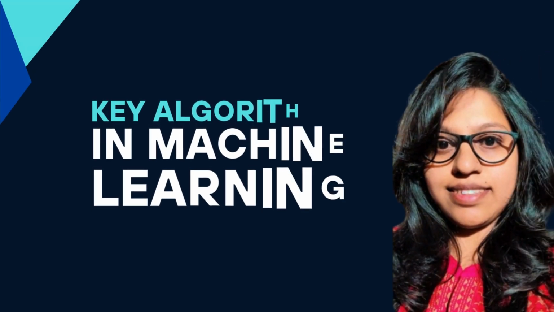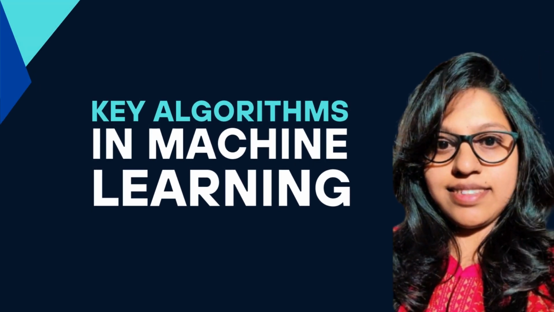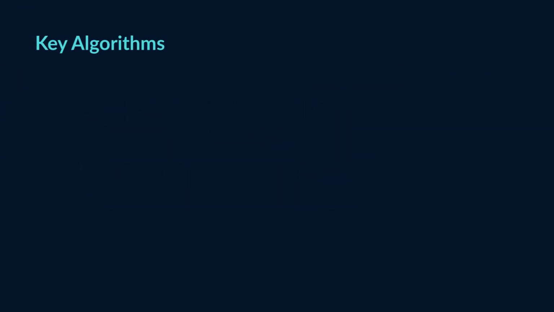Key algorithms. Machine learning uses a variety of algorithms, each with its own strengths, weaknesses, and ideal use cases. Understanding how these key algorithms work will help you choose the right tools for your projects and build models effectively. In this section, we will explain five fundamental algorithms that form the foundation of many machine learning applications.